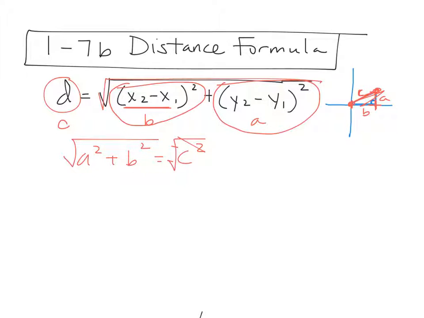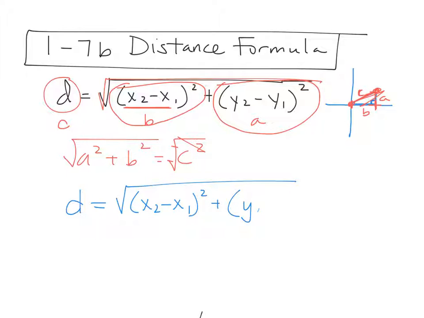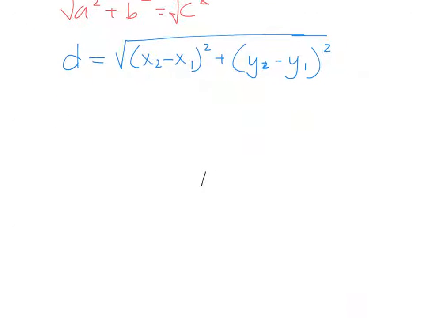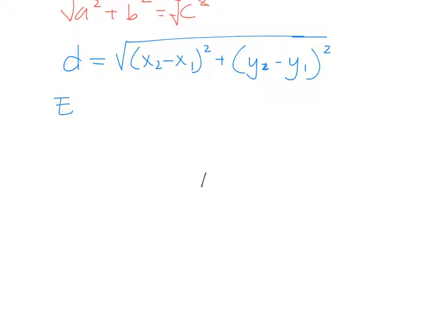So what we're going to do is I'm going to give you points, and you're going to have to find the distance between them using the distance formula. So I will write that for you again so it's not so scribbled all over. Distance equals the square root of x2 minus x1 squared plus y2 minus y1 squared. That's your formula. Here's what you're going to do with it.